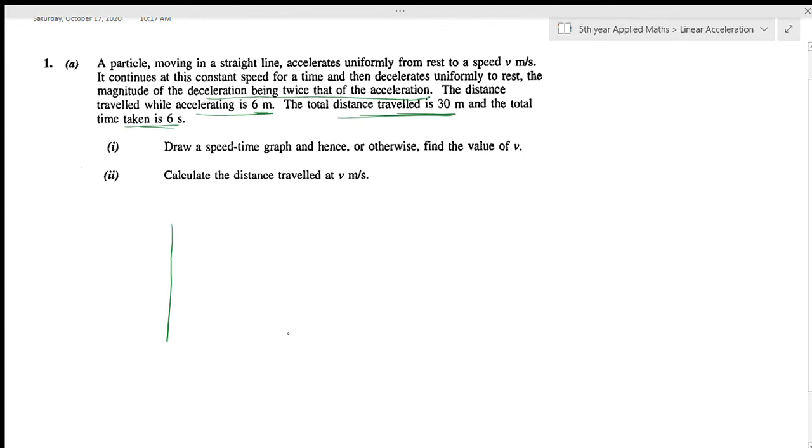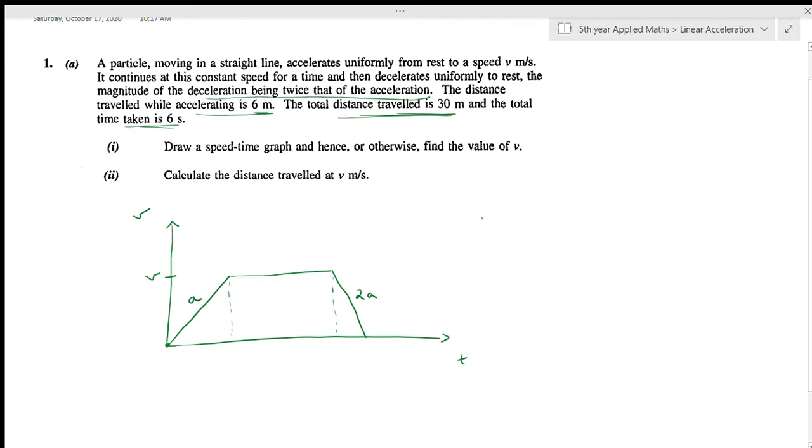Even if they didn't ask you to draw a speed-time graph, you should always be sketching one out because it helps you visualize what's happening and pick out the information you have and realize what information you don't have. So the particle starts at rest and it accelerates for a time until it gets to a velocity v. It then continues at this velocity for a time until it starts to decelerate at a rate which is twice that of its acceleration. So here we had a rate of acceleration a, we could call this rate of deceleration 2a.